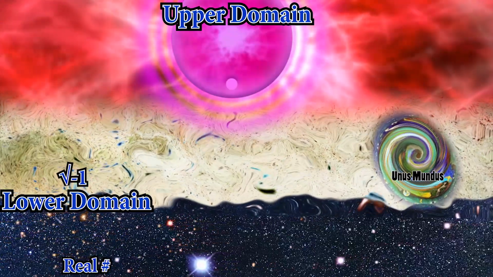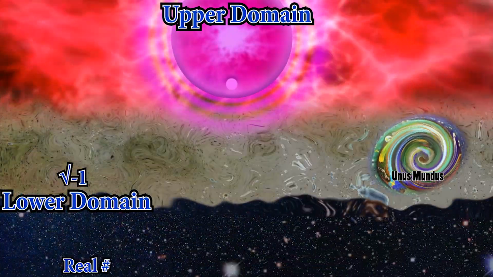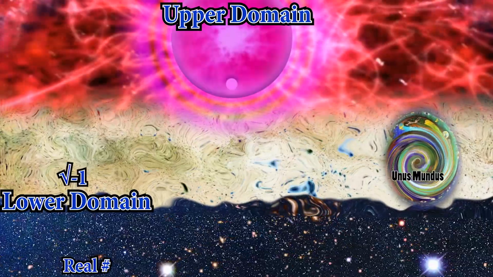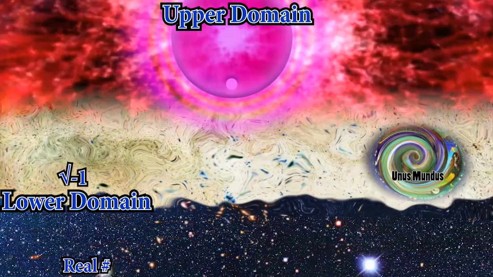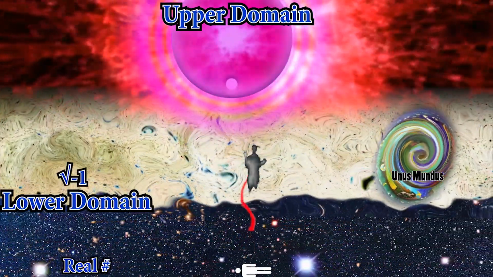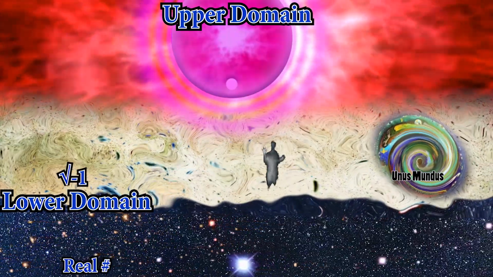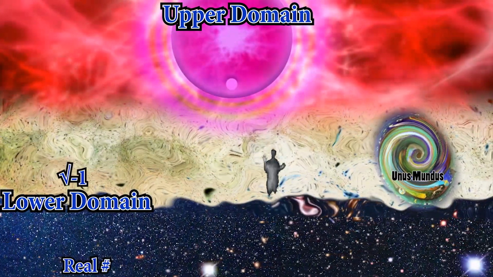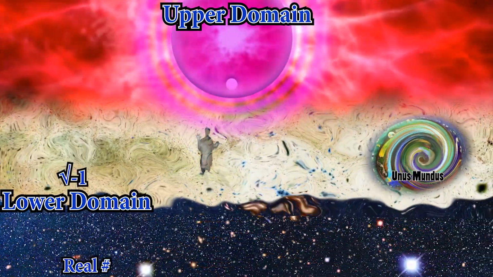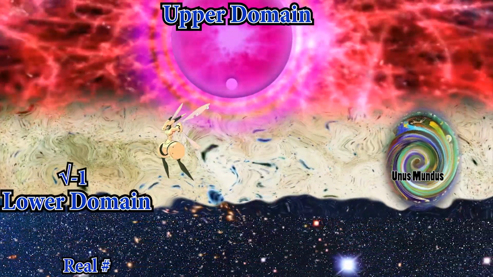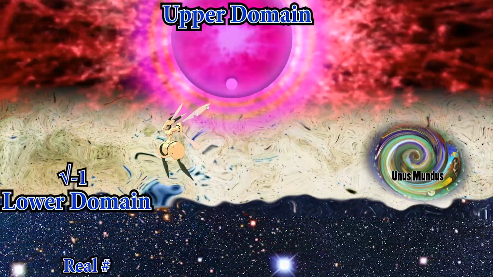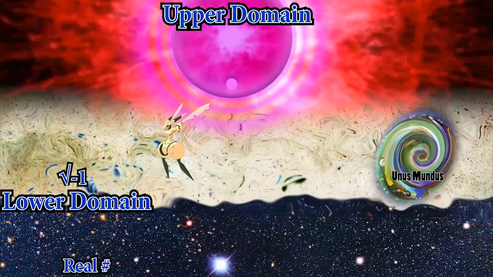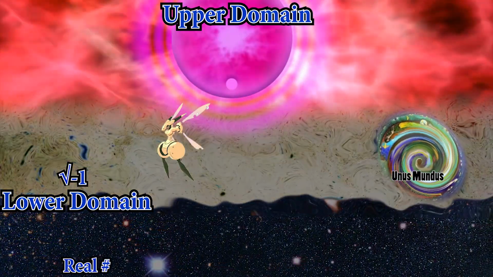The Unus Mundus is a place in the imaginary number domain of the lower domain, where all consciousness of humans who have died go. However, because of humans' individuality, some consciousness reject this assimilation of consciousness and don't go into the Unus Mundus. These consciousness are known as gnosis. Refusing to join with the Unus Mundus, they inhabit the imaginary number domain. I've been saying imaginary domain, haven't I?